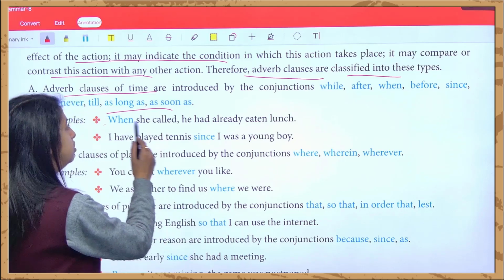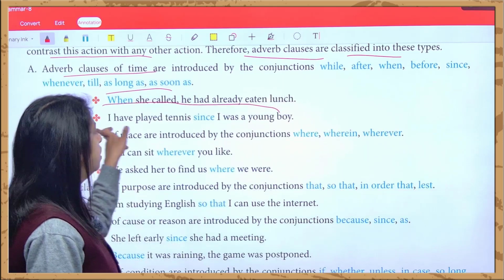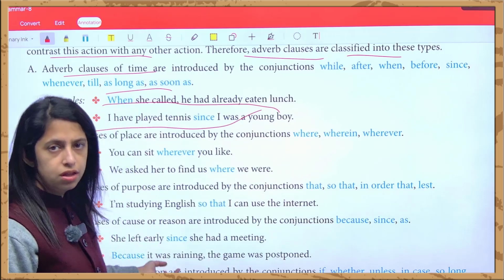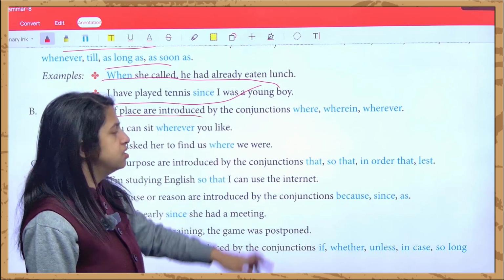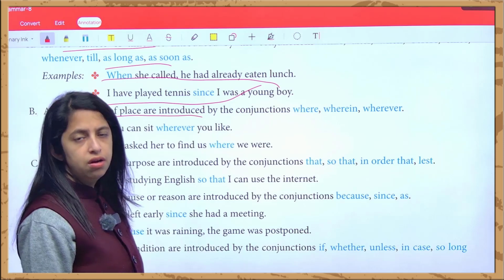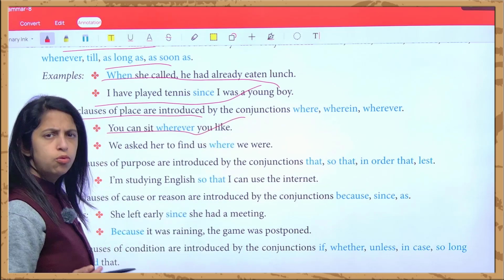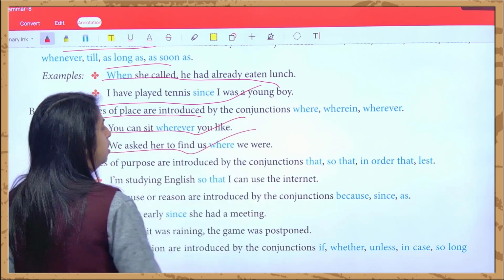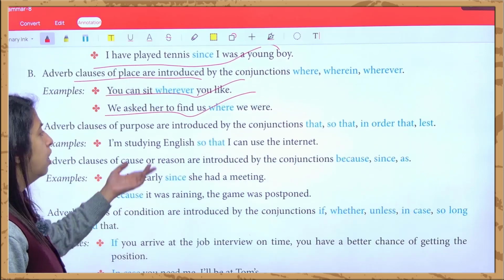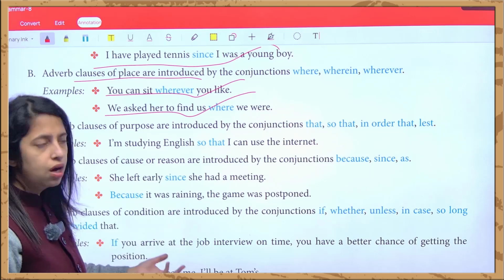ये सब क्या है? हमारा adverb clause of time, right? When she called, he had already eaten lunch. उसने already lunch खा लिया था. I played tennis since I was a young boy. मैं बहुत ही ज्यादा छोटा. Adverb of place is introduced by a conjunction, कहाँ हो रही है. Where, wherever, or wherein, right? So you can sit wherever you like. जहाँ पे आपको पसंद है आप वहाँ बैठ सकते हैं. We asked her to find us where we were. हम लोग कहाँ थे.